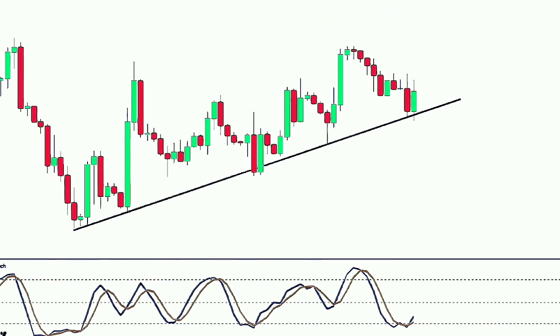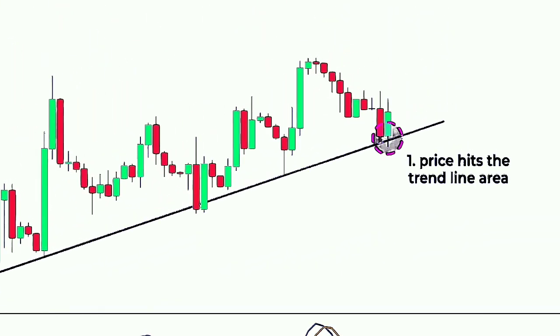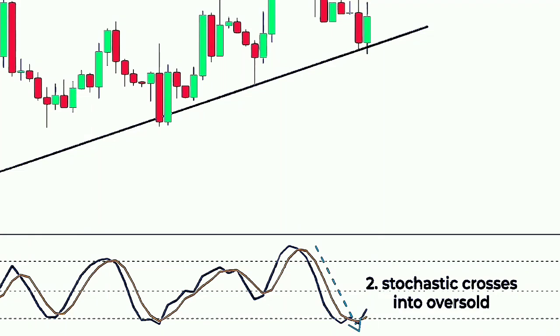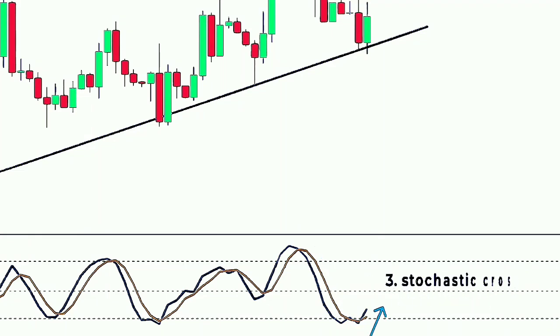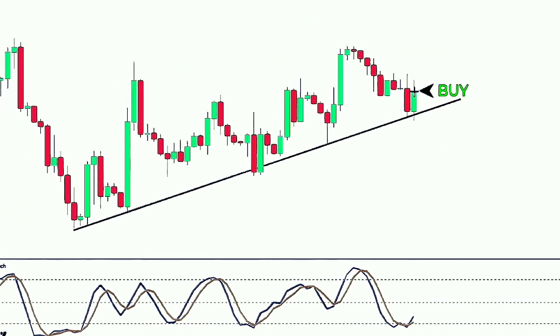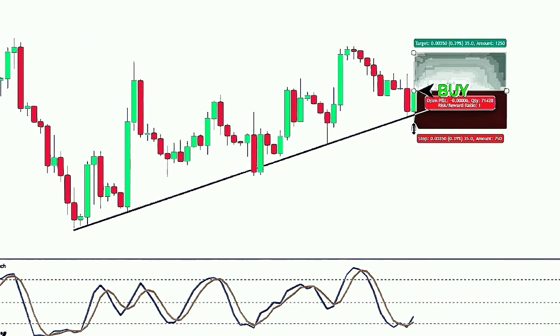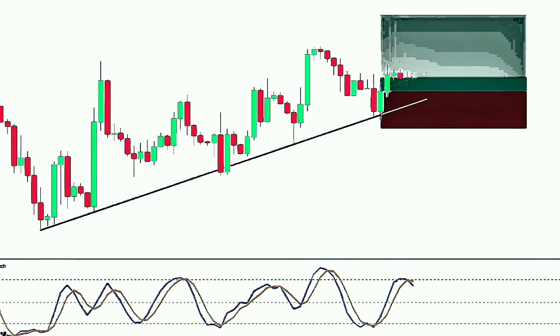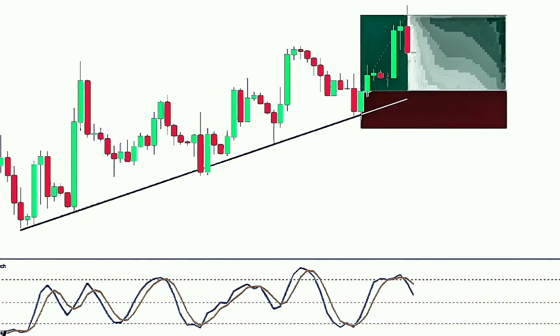So, to recap, first we want to see price approaching the trend line area. Next, we want to see the stochastic crosses into oversold, then crosses back inside again. Once these signals are met, I open a buy position. For the risk management, we set our stop loss slightly below the swing low in this area. And for take profit, we target 2 times the size of our stop loss. And as you can see, price bounced, hitting our take profit.